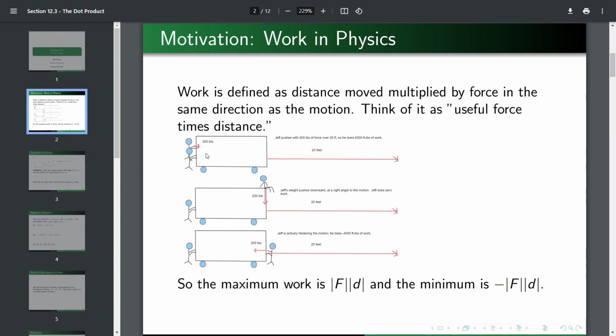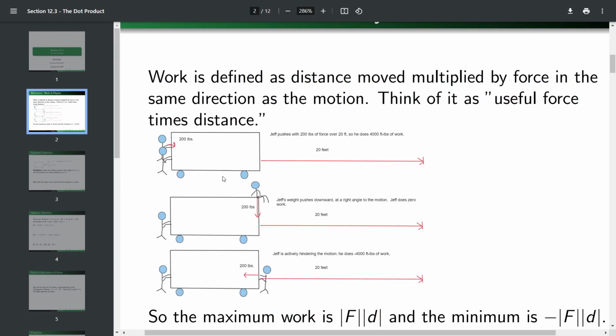So let's look at an example here. There's this cart, and there are these two people, and one of them, Jeff, pushes with 200 pounds of force. Together they roll the cart 20 feet away. Now, how much work did Jeff do? Since he was pushing in the same direction as the motion the whole time, the work he did was 200 pounds times 20 feet. So it's 4,000 foot-pounds of work.